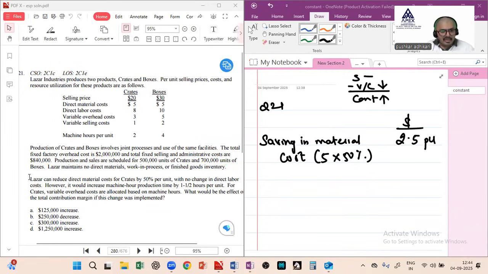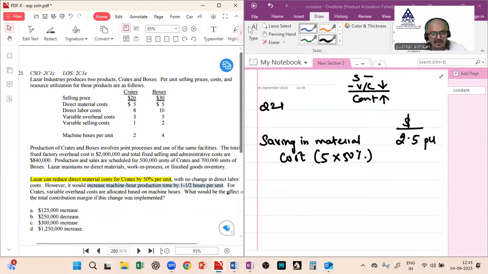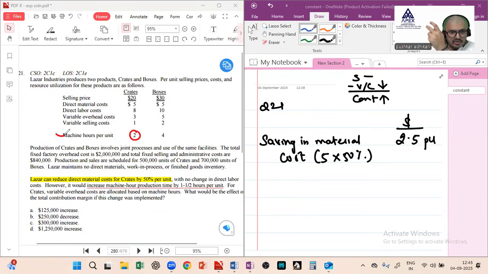They can reduce the direct material cost for these crates by 50% per unit, with no change in direct labor cost. However, this would increase the machine hour production time by 1.5 hours per unit for the crate. What is the meaning of this? The meaning of this is very simple. The crate requires 2 machine hours to be manufactured, and the cost of these 2 machine hours comes out to be $3.